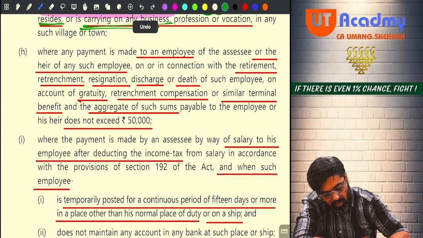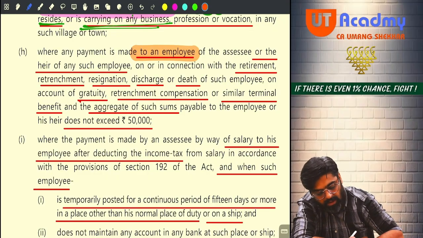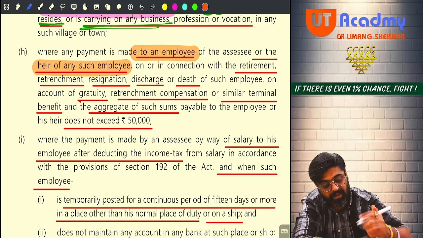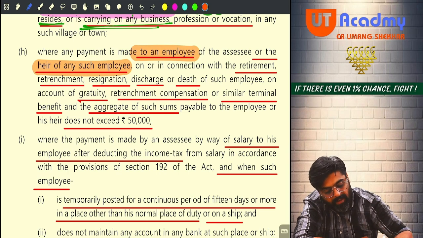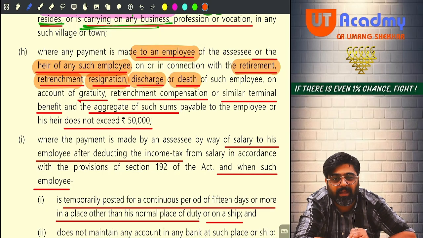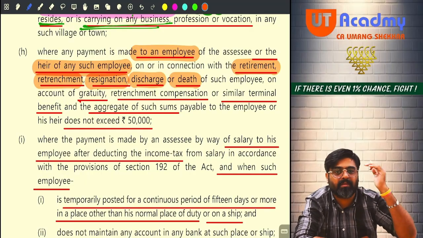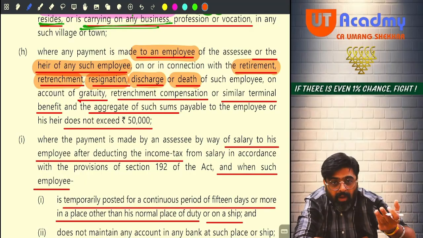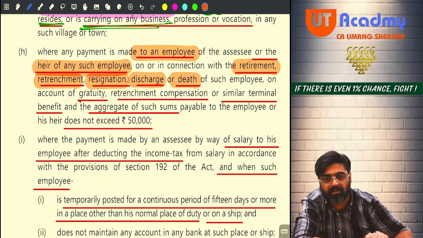Where the payment is made to an employee. Who are you making payment to? You are making payment to your employee or the heir of your employee. Heir means legal heir of the employee. And what type of payment? You are making the payment on their retirement, retrenchment, resignation, discharge, or death. Can I say these are all retirement or death benefits? So if you are an assessee making the payment of retirement or death benefits to your employees on their retirement or death, these benefits are given to their legal heirs.